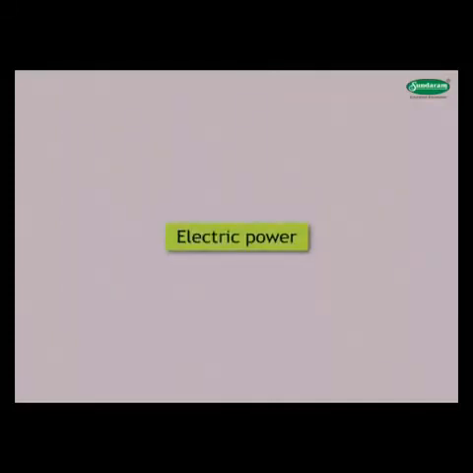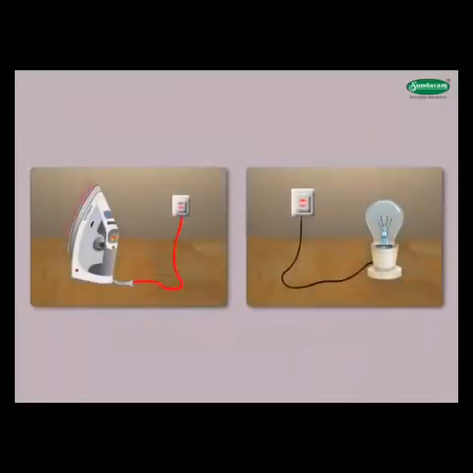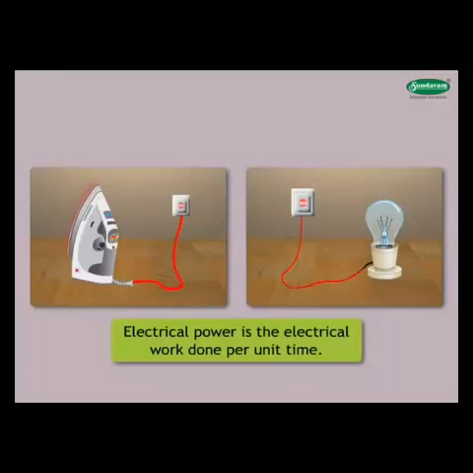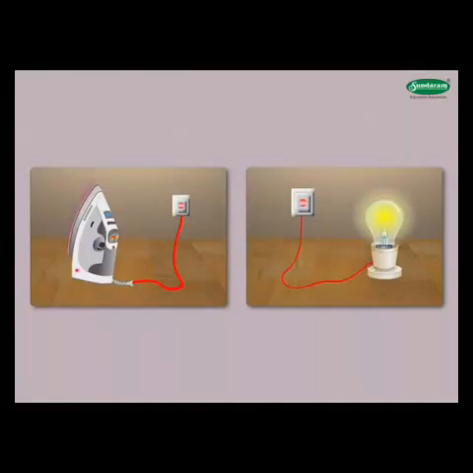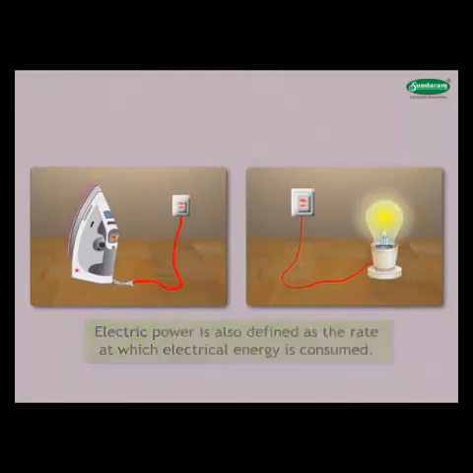Let us move to the next topic, electric power. Power is the rate of doing work. Similarly, electrical power is the electrical work done per unit time. Electric power is also defined as the rate at which electrical energy is consumed.